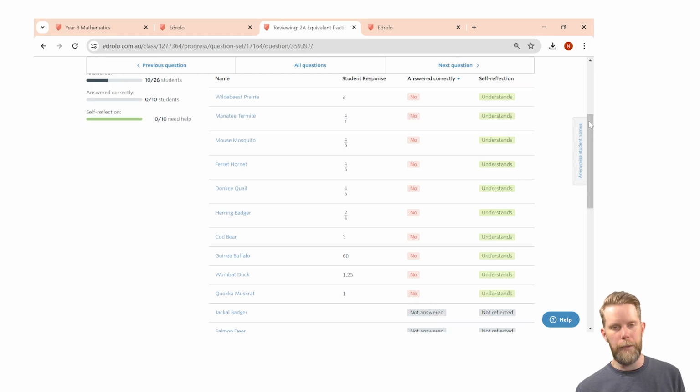And we can then go through and look at the student responses and see what are the most common mistakes that were made. And we can see here that there's a big array. Some of them have changed the numerator and the denominators. Others have not put it in the simplest form. And some of them have put it in decimal form even.